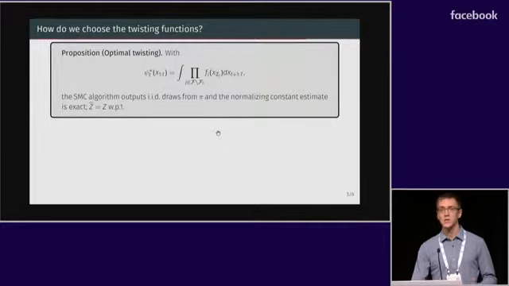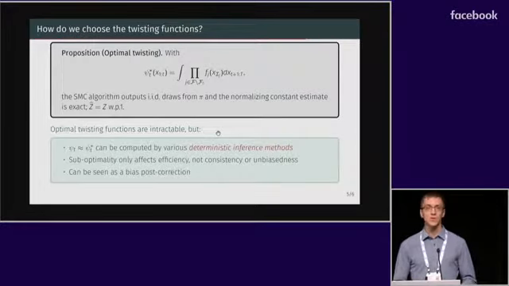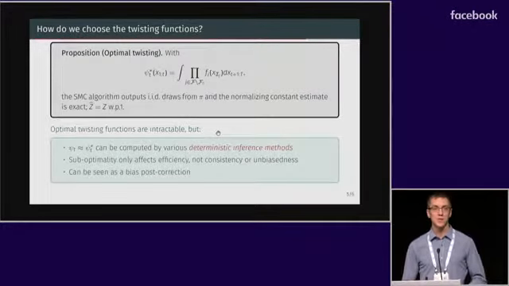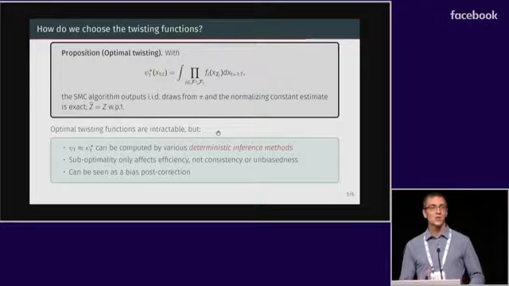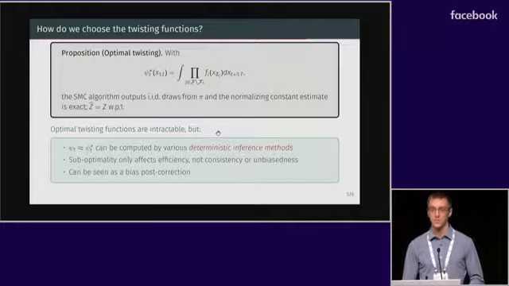However, this is where the use of deterministic approximations comes into play, because we can use such methods to approximate psi star and then use the approximate twisting functions within our SMC framework. And importantly, the approximation error here will only affect the efficiency and not the asymptotic consistency or the unbiasedness of our SMC algorithm. And we can therefore view our resulting method as a type of post-correction of the biases associated with the deterministic method of choice.